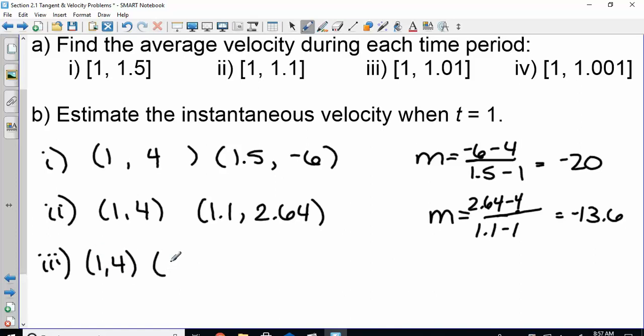Second x is 1.01. What'd you get when you plugged that in? 3.8781. And what'd you get for your slope? -12.1.